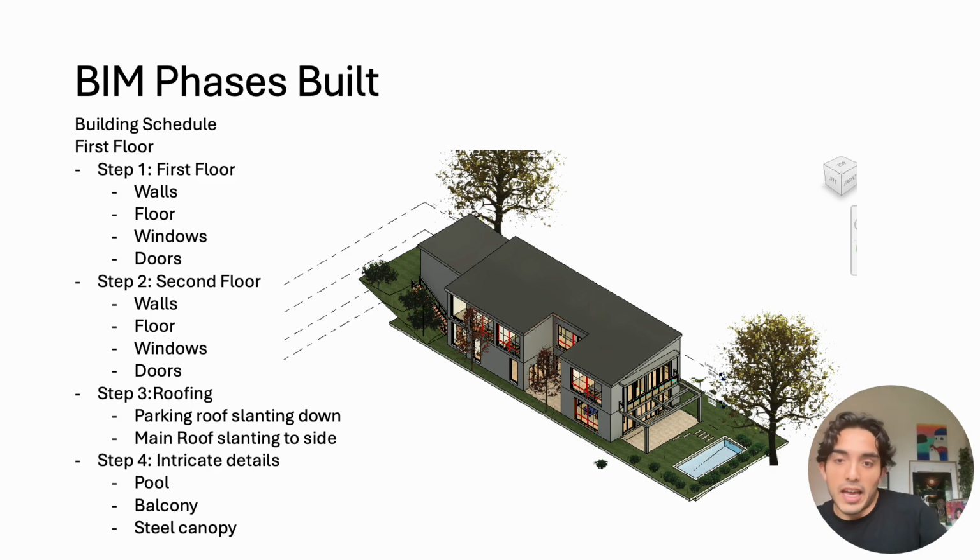And then the next stage of that house that I built was the building phase. So it was like a down to top phase. So obviously we started with the topography, and then we moved on to the first floor. So in the first floor, whatever the walls, floor, windows, and doors required of that floor were created. Then on the second floor, and then on the roofing. And then when those key components were made, the final stage was introducing those intricate details. So the pools, the balcony, the steel canopy that you can see on that image as well. All those things, it was creating the simple aspects first, so then the complexity could come in as well.